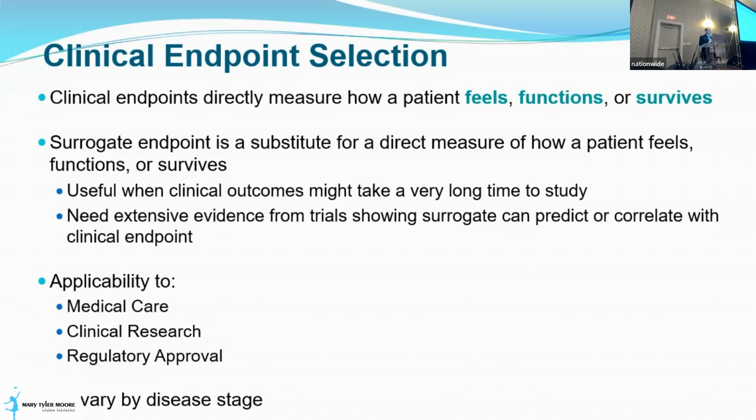Surrogate endpoints, on the other hand, are a substitute for directly measuring these clinical endpoints. They're useful when clinical endpoints might take a long time to study, but as has already been mentioned, we do need extensive evidence from the trial showing that a surrogate can be a predictor or a correlate, and the FDA does have some guidance on how to do that. As we consider different endpoints and their applicability to either medical care, clinical research, or regulatory approval, some of the discussions and the decisions on trial design may be different depending on its applicability. And certainly, as we talked about this morning, the discussions vary pretty greatly depending on disease stage.